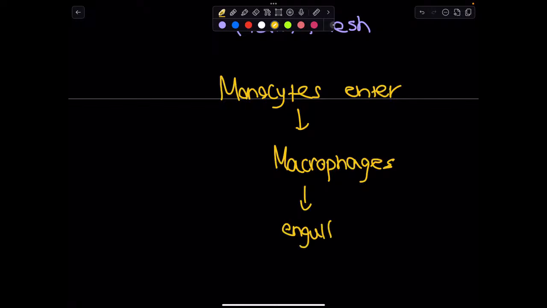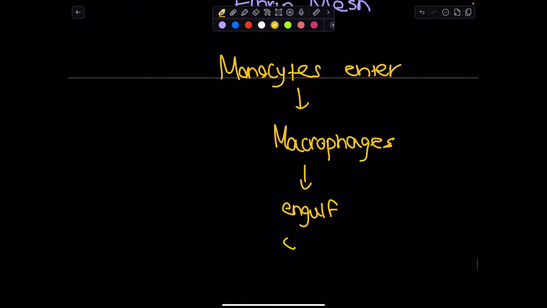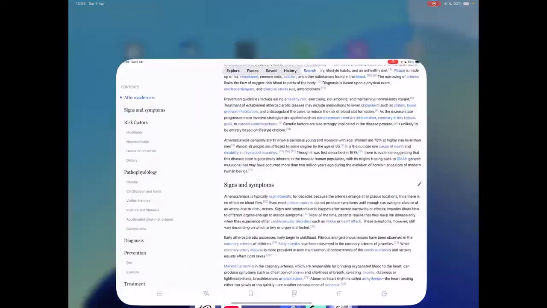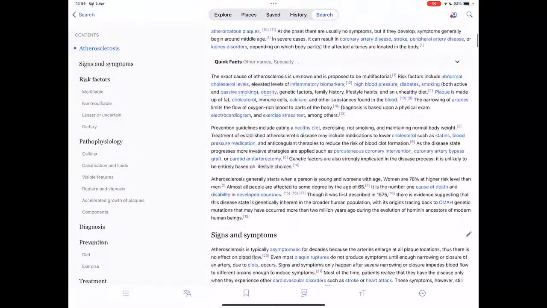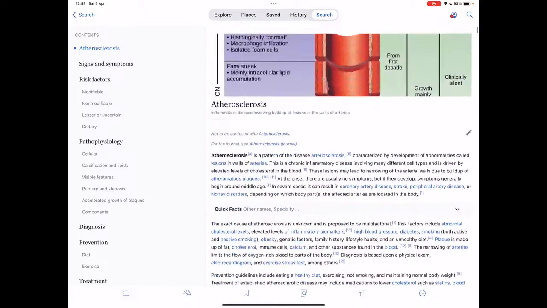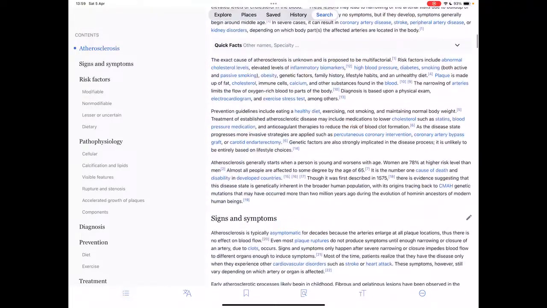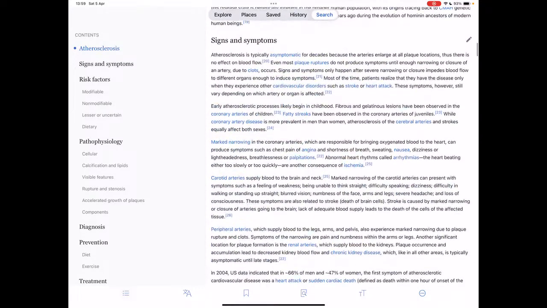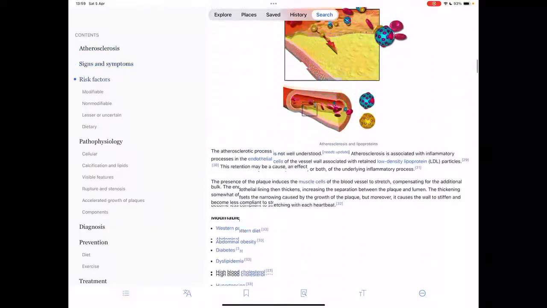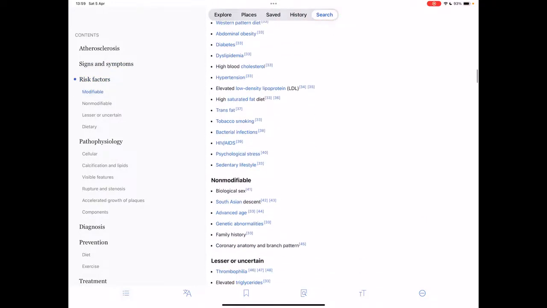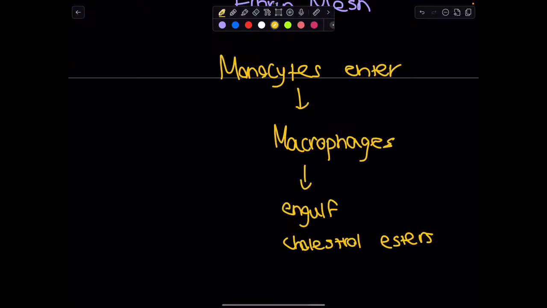So when they engulf cholesterol or cholesterol esters? It's mainly cholesterol and cholesterol esters. The macrophages ingest these, becoming engorged foam cells. This process is a key step in the development of atherosclerotic plaques. So what's the difference between cholesterol and cholesterol esters? The main difference is in their structure and function. Cholesterol is a free molecule, while cholesterol esters are cholesterol bound to a fatty acid. Cholesterol esters are stored in cells and transported in the blood, while free cholesterol is involved in cell membrane structure and other functions.